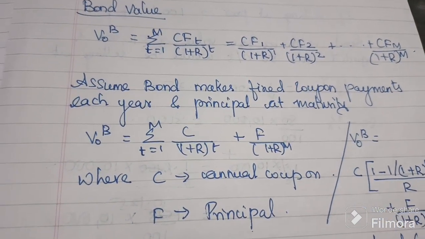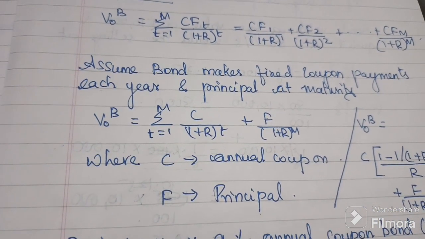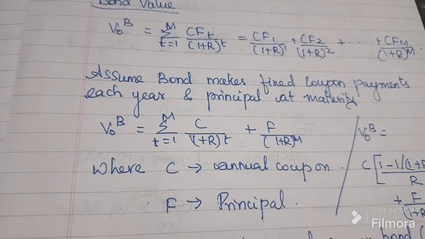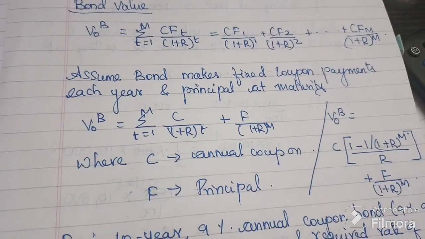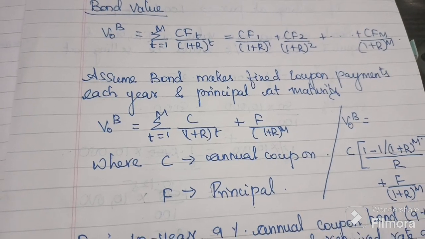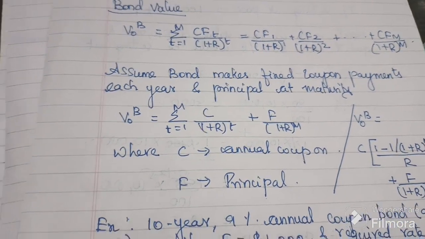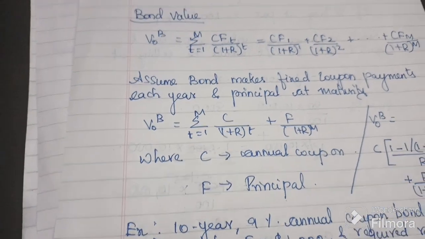So assume the bond makes fixed coupon payments each year and principal at maturity. So each year the bond is going to make fixed coupon payments. The same coupon payment is going to be made, and the same principal value is going to be paid at maturity.